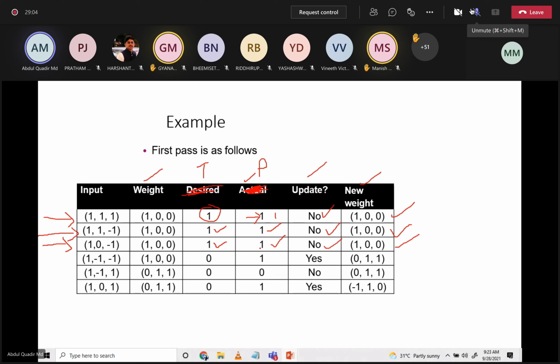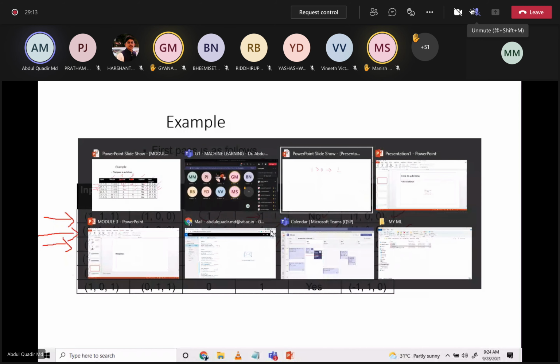So till here we have done. Now the next part. So what is the input? 1, minus 1, minus 1: x1, x2, x3. What is the weight? W1 is 1, W2 is 0, W3 is 0. Now what do we do?